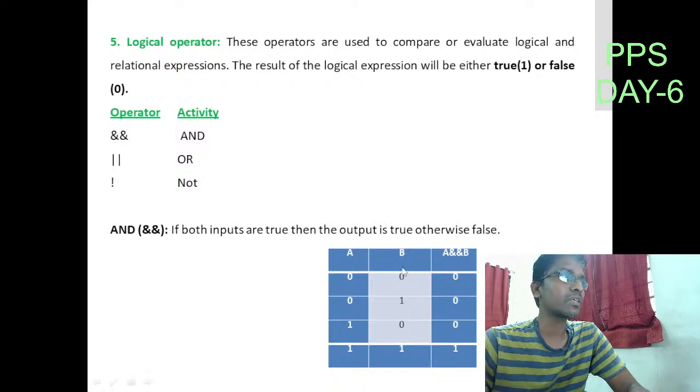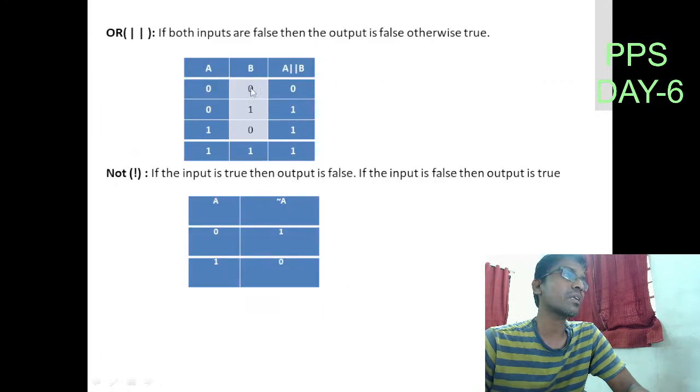If you want to write them in the form of truth tables, for the AND truth table, if both inputs are true, then the output is true, otherwise it is false. So only if both conditions are true will it return true; if one condition is true, or both conditions are false, then it will return 0. So that is the truth table for the logical AND operator. And the truth table for OR is: if both conditions are false, then the output is false, otherwise it is true.